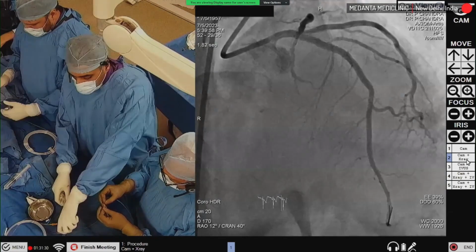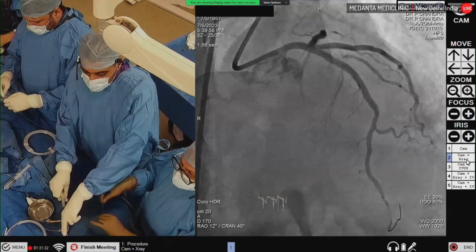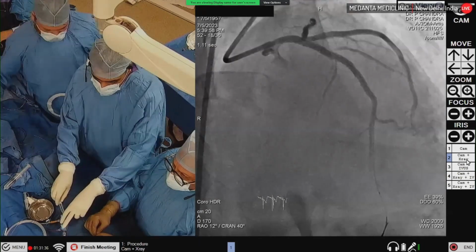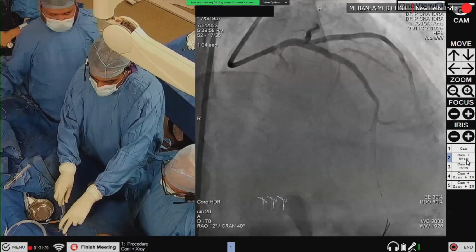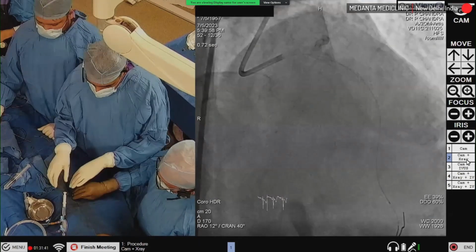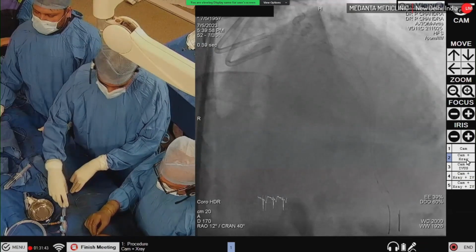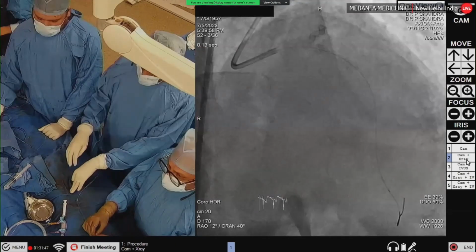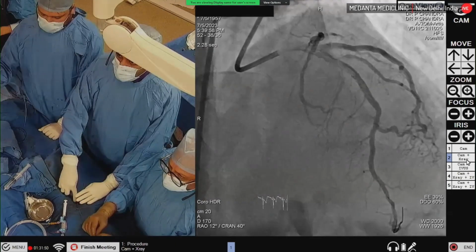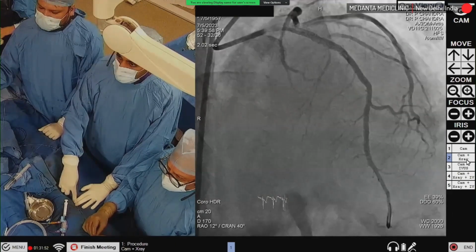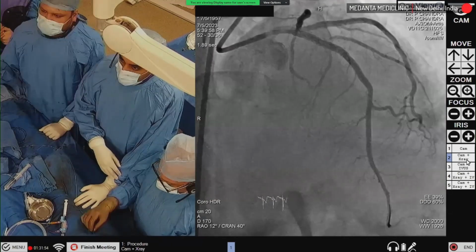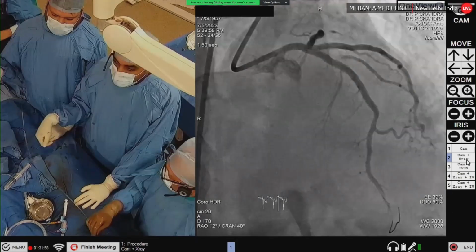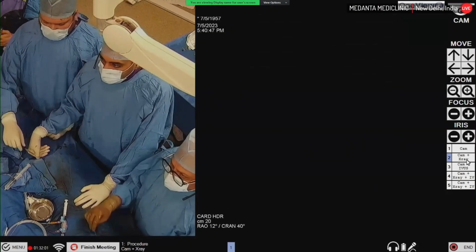NTG I'm doing. His flow to the LAD is also very nice. Okay, let's go and check. Go up. Deflate. So here it is, a 3.5 balloon for the post dilatation.